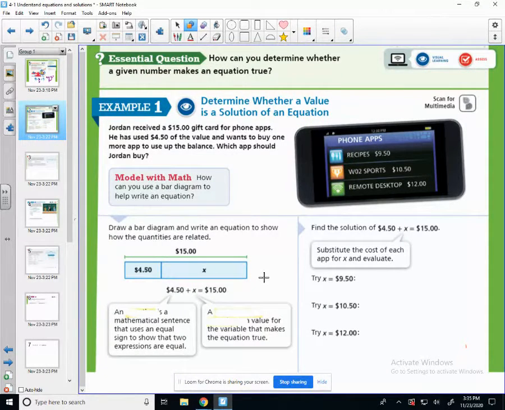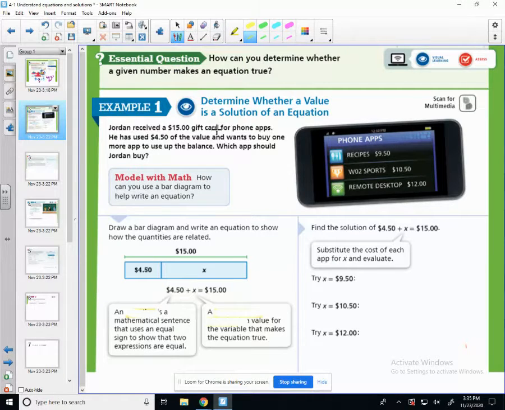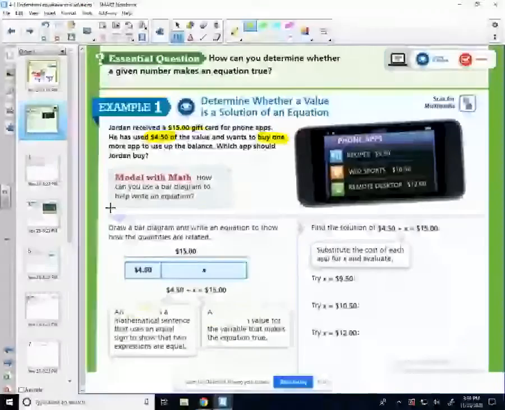Okay. So it says, how can you determine whether a given number makes an equation true? Well, let's find out. It's going to be a lot of trial and error. So if we look over here at our example 1, we have Jordan received a $15 gift card for phone apps. I'd love to have a $15 gift card for my apps, right? He has used $4.50 of the value, and he wants to buy one more app to use up the balance. Which app should he buy?